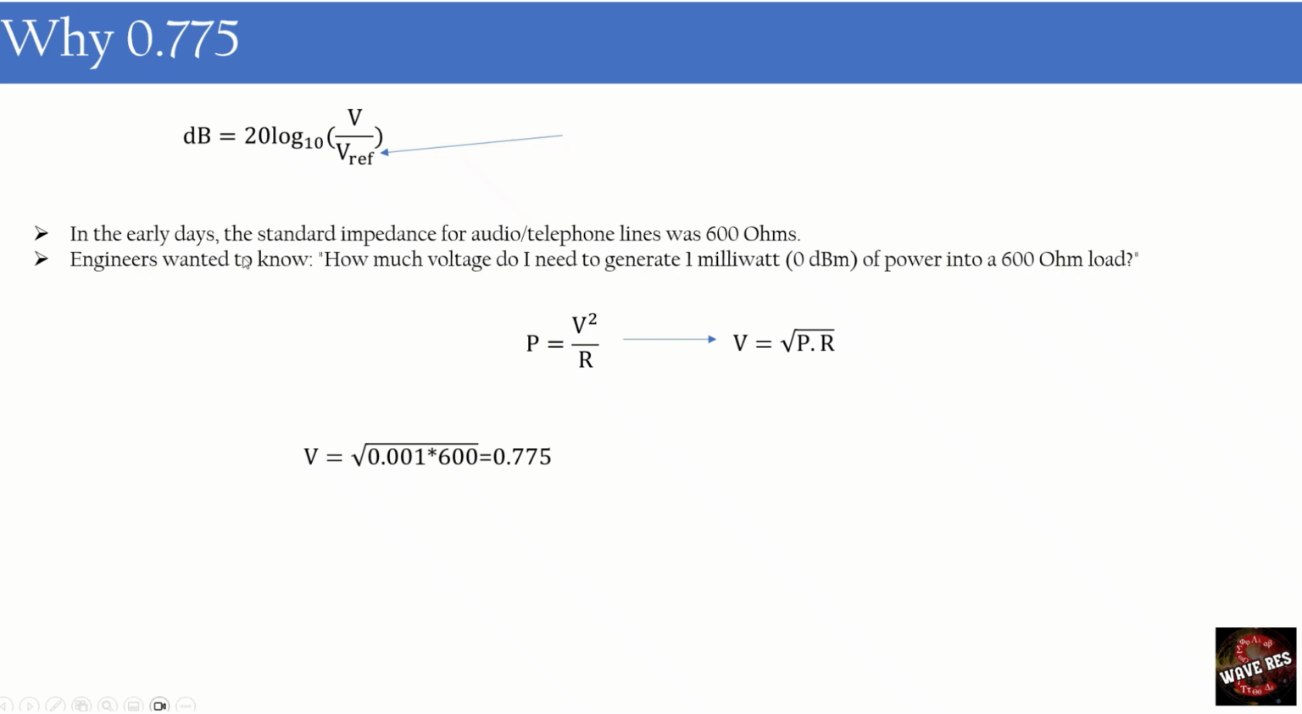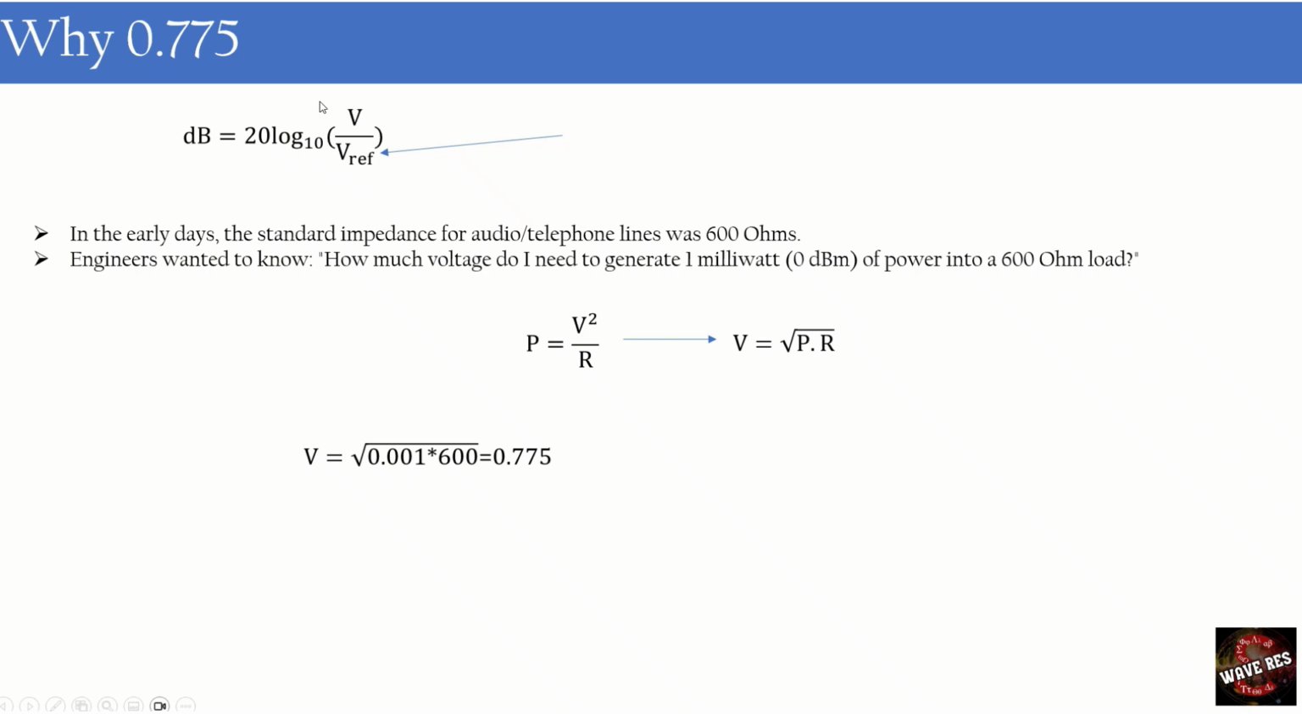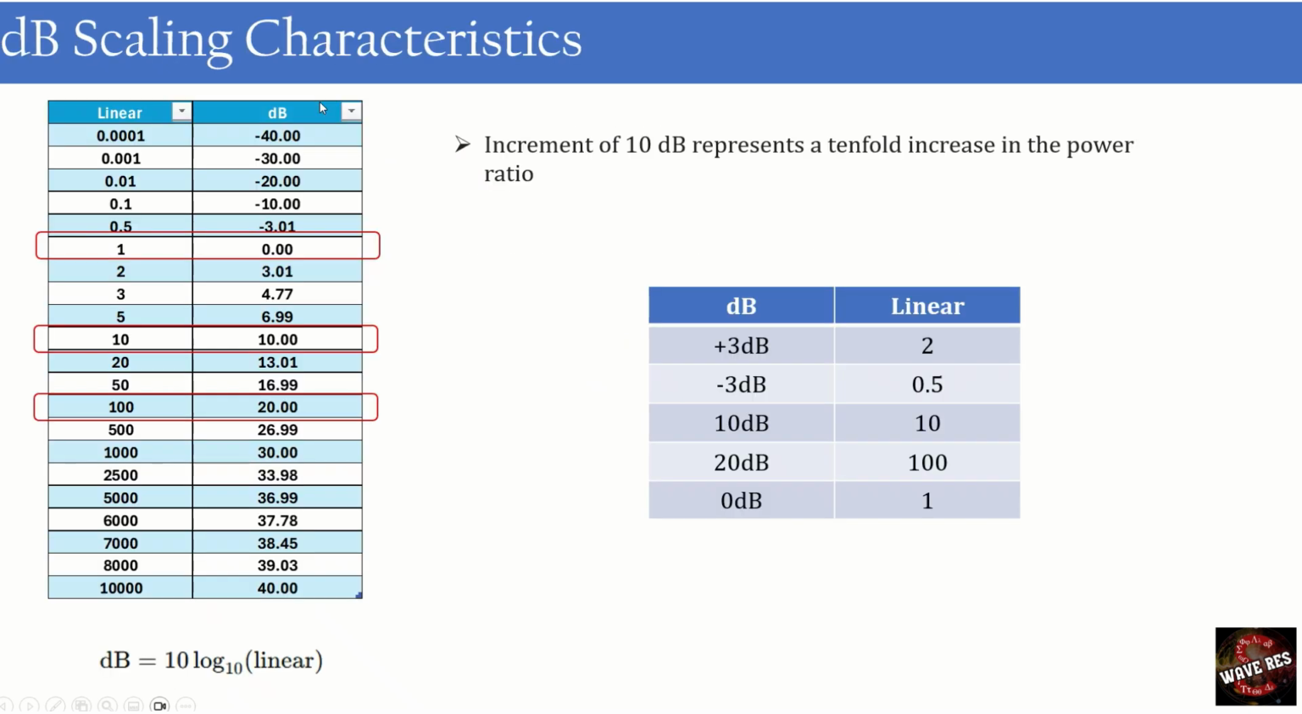Because in early days, the standard impedance for audio and telephone line was 600 ohms, and engineers wanted to know how much voltage we have to generate to deliver 1 milliwatt of power to a 600 ohm load. So by substituting 1 milliwatt of power and 600 ohm load, we get a voltage of 0.775. That is why we are using 0.775 here as the reference. That is why it is known as the unloaded decibel. So this is how we are calculating different scaling.